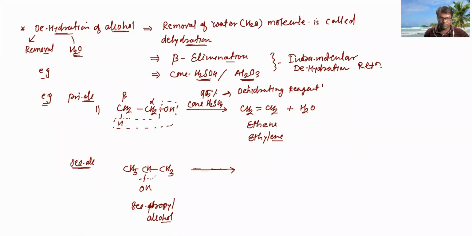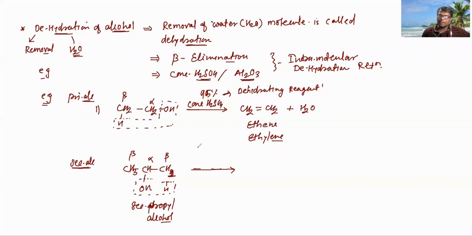Here the OH-containing carbon is called the alpha carbon, and the adjacent carbon is called the beta carbon atoms. Now dehydration means removal of H and OH from the adjacent carbon atoms. From which beta carbon atoms are we removing the hydrogens? Both the carbons are the same. That's why from any of these carbons we remove the hydrogens, the product becomes the same.